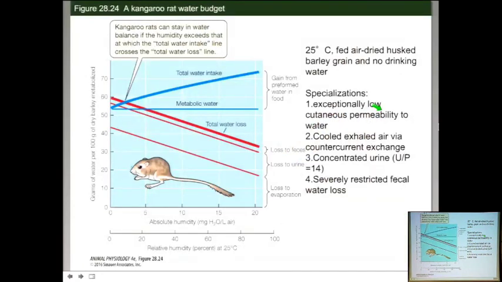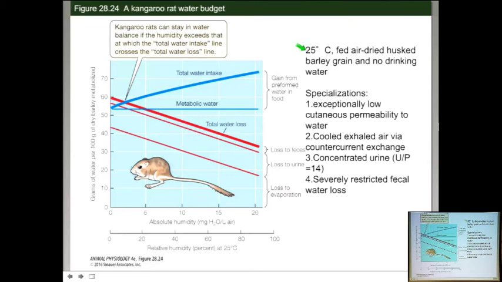So in figure 28-24, this is the summary of the story. So this is a study, 25 degrees centigrade. These are rats that are fed air-dried, husked barley grain, but no drinking water. You remember that the barley grain contains an amount of preformed water, so they can get water from what they eat.